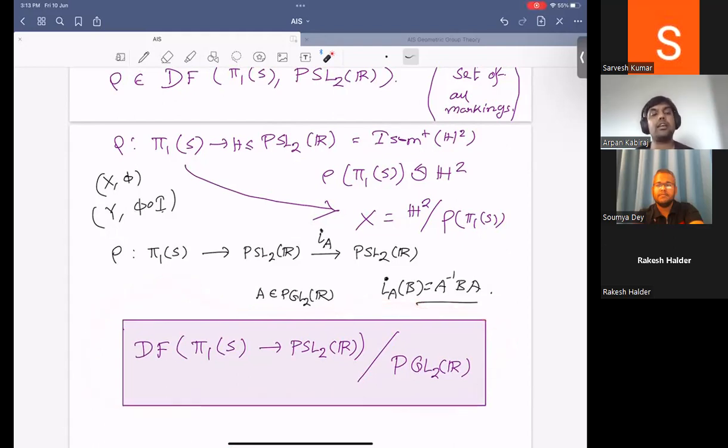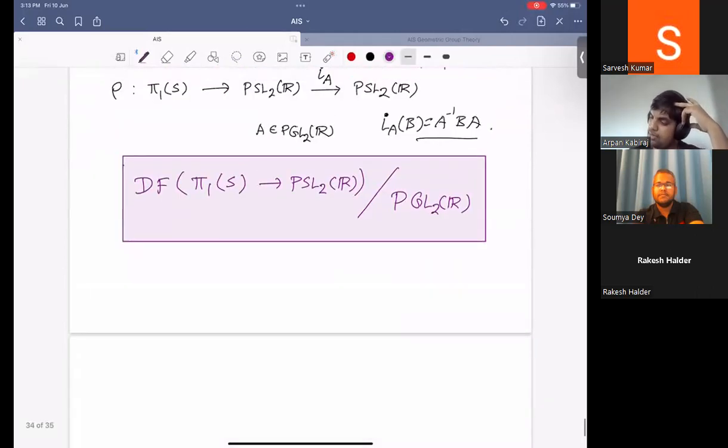So when we are thinking of marking in terms of representations, all we need is the set of all discrete faithful representations quotiented by PGL2R. And that's it. That's the equivalence class of marking. So the theorem here is that this thing is the same as the Teichmüller space of S. Whatever. So this thing here is nothing but the Teichmüller space as a set.